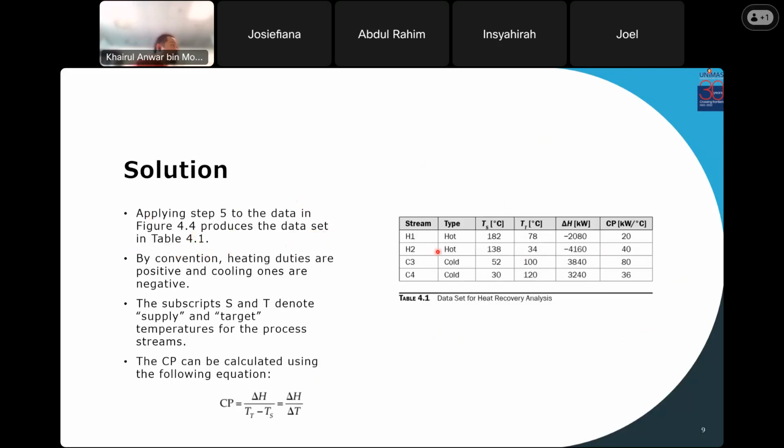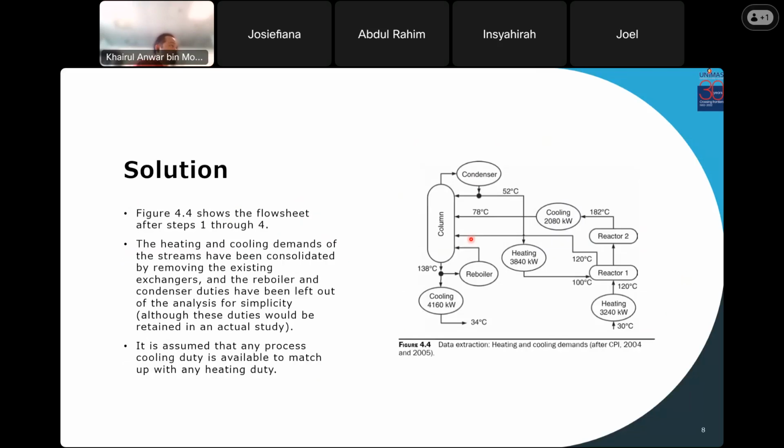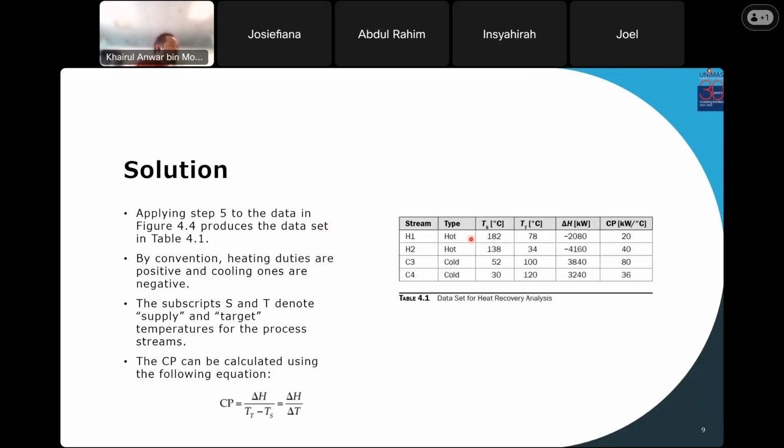So for stream H1, I have 4 streams. For the first stream, the hot stream is from supply 122. The target is 78. So there's a difference here. In water we use source and sink, but for heat it's supply and target. Similar.